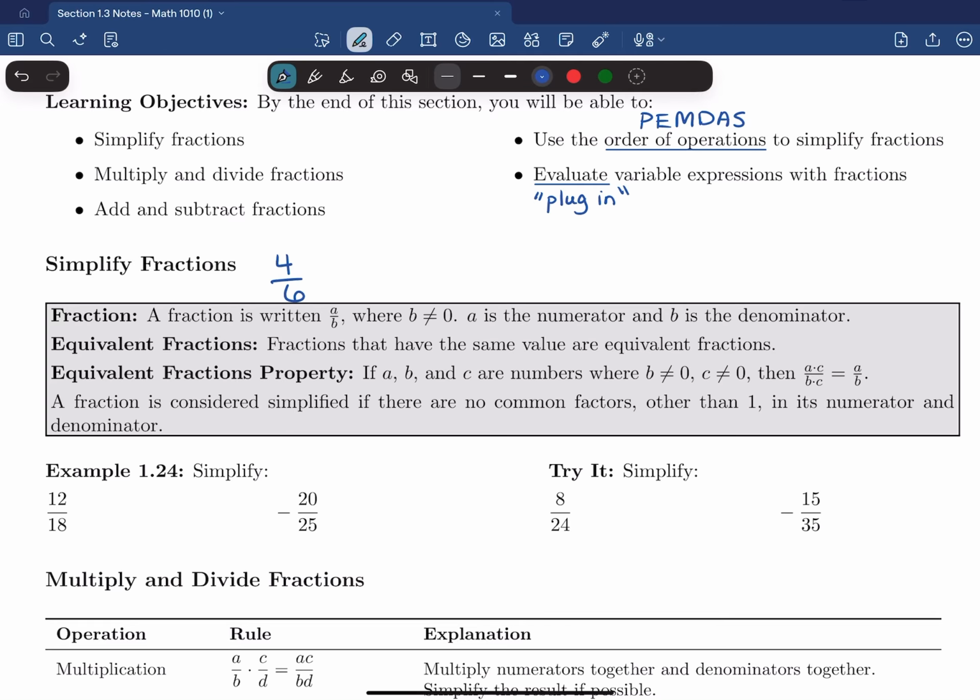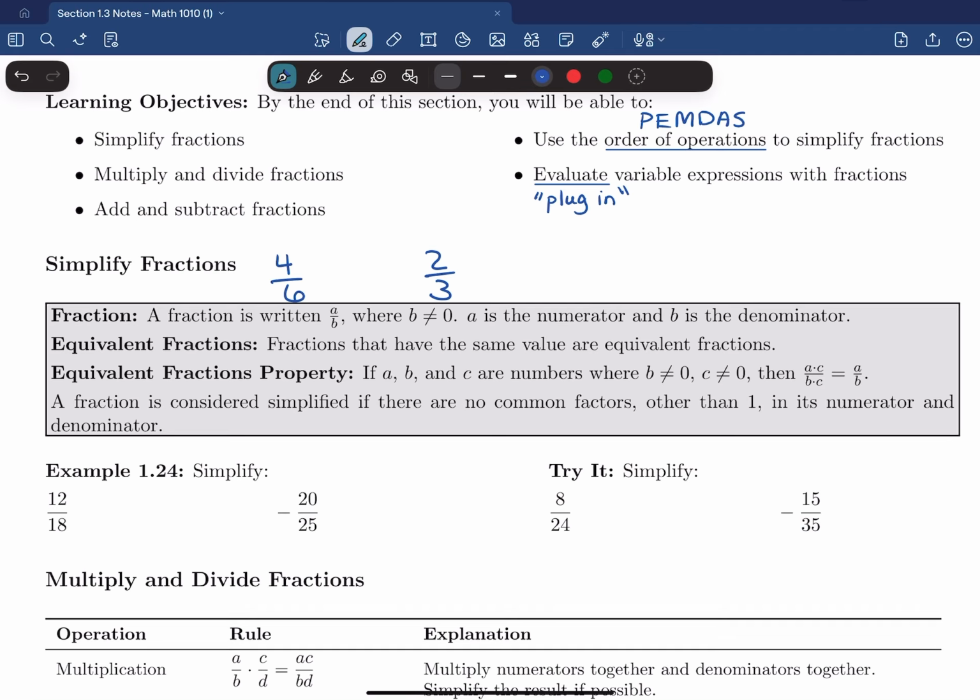Now, we have equivalent fractions. Equivalent fractions are fractions that have the same value. So 4/6 is actually an equivalent fraction with 2/3. They are equal to each other. They have the same value.